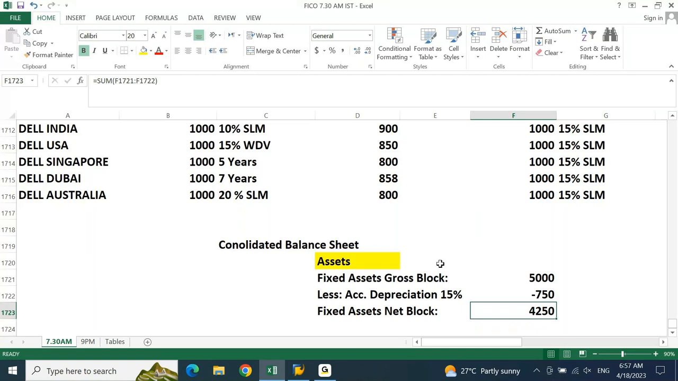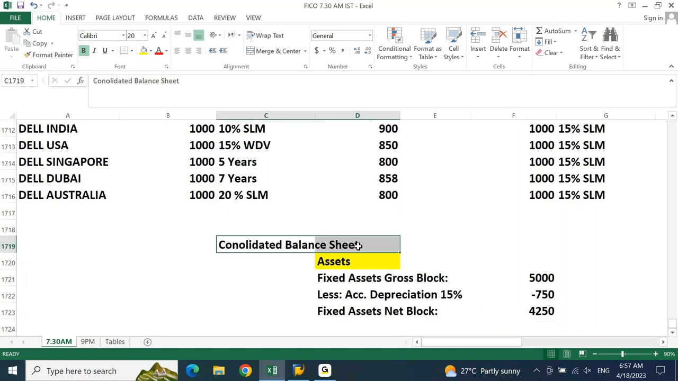According to us, everything is related to the fixed asset. Now, on a particular category of fixed asset, if your IFRS is talking about 15% straight line method depreciation, irrespective of the country, you are going to take the total value of your assets and deduct 15% from it. And this is what we are going to do in our consolidation or group reporting requirement.